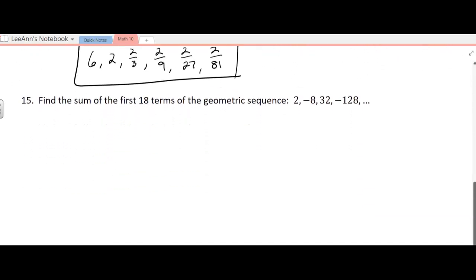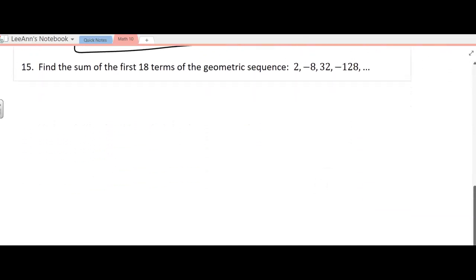All right. Find the sum of the first 18 terms. Oh my gosh, 18, that seems like a lot. Of the geometric sequence. And then they give us a geometric sequence right here. Do we know the first term? Yes. A sub 1 is 2. Do we know r? We're going to need to know r.